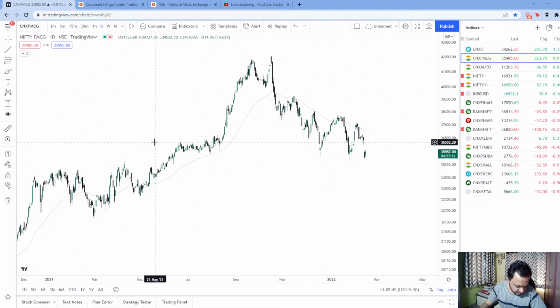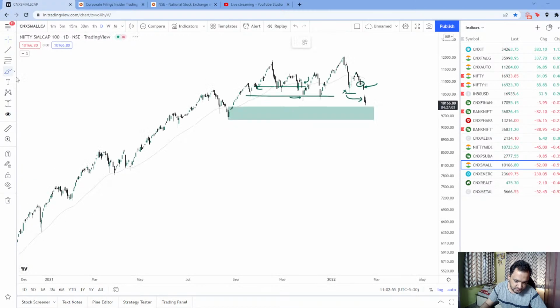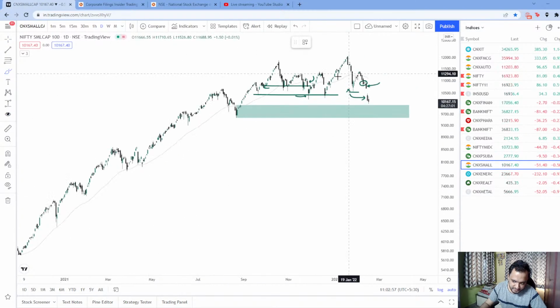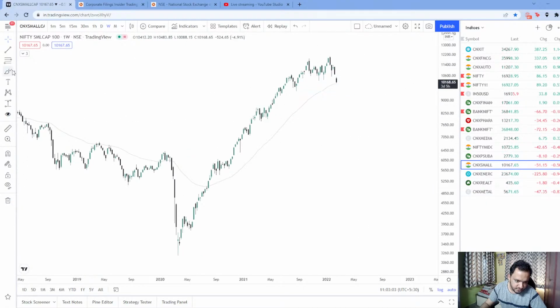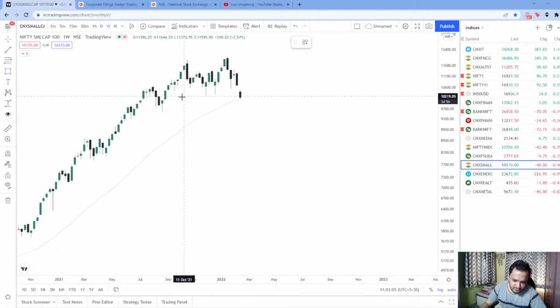And also try to stay away from small caps right now, because they will not do you any good. Small caps should be traded in this part. When you see that these are breaking down, try to stay away from small caps. But there is a weekly demand zone right here which is untested.